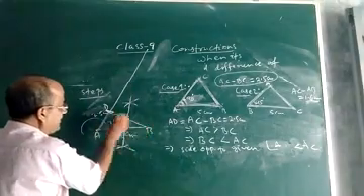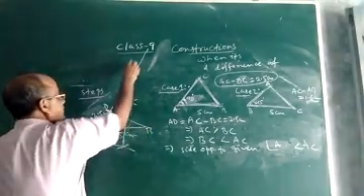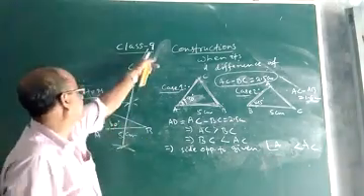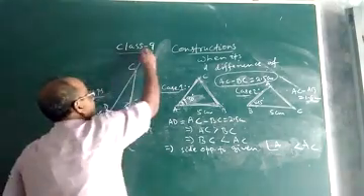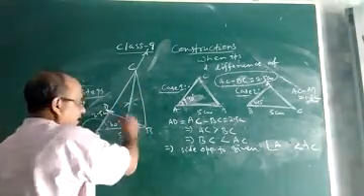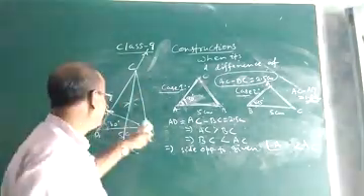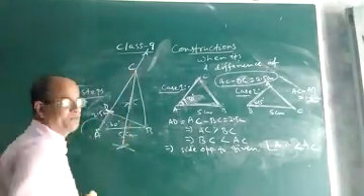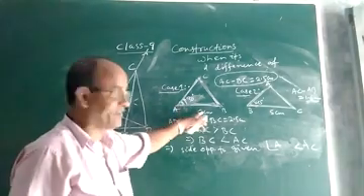Now you join BD, draw the perpendicular bisector. You see, suppose the perpendicular bisector of BD intersects this ray at C. Now you join C and B. Join BC. So ABC will be the required triangle in this case.